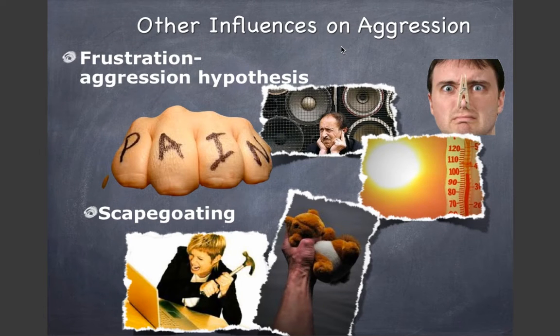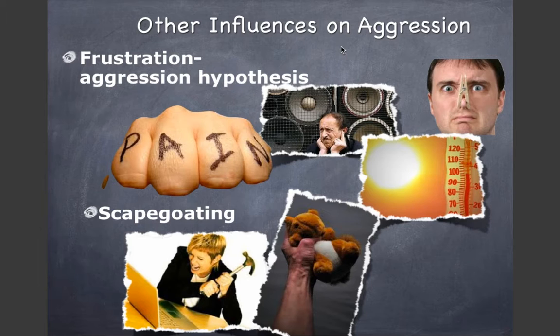Other influences: the frustration-aggression hypothesis. This is where frustration produces aggression, likely if it's intense, seems unjustified, and arouses negative emotions. Pain, loud noises, bad odors, and extreme heat are linked to aggression. So when the frustration level increases with pain, loud noises, bad odors, or extreme heat, so does the aggression.